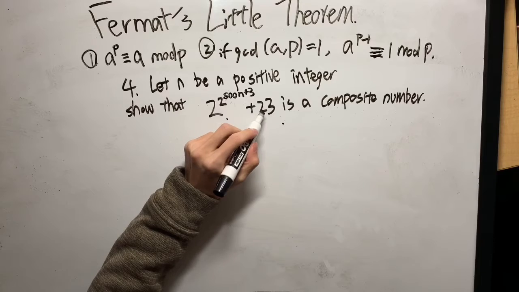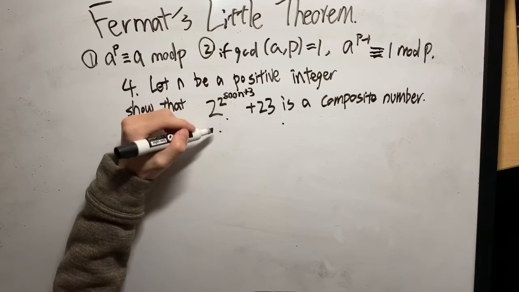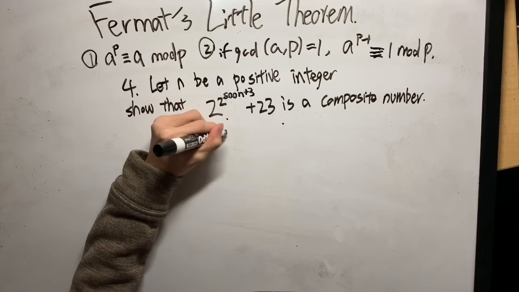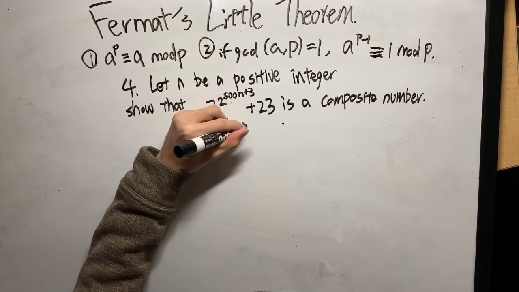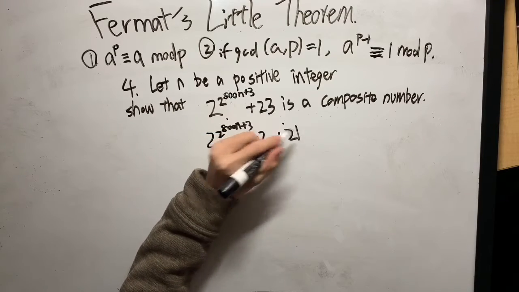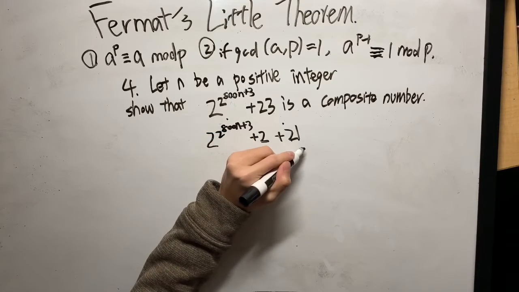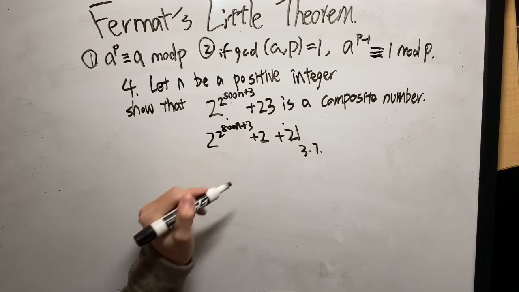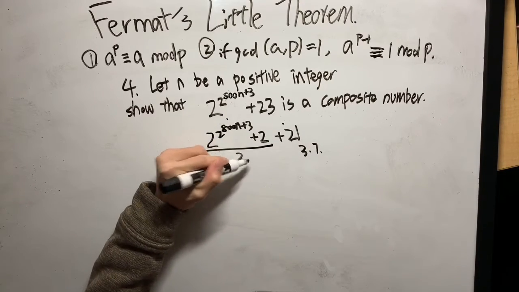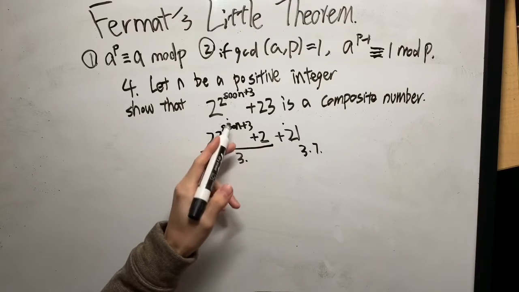So first, let's take 2 out of 23. So 2 to the 2 to the 800n plus 3, plus 2, plus 21. And 21 is divisible by 3 and 7. So let's try to show that this number is divisible by 3. Then it is a composite number.